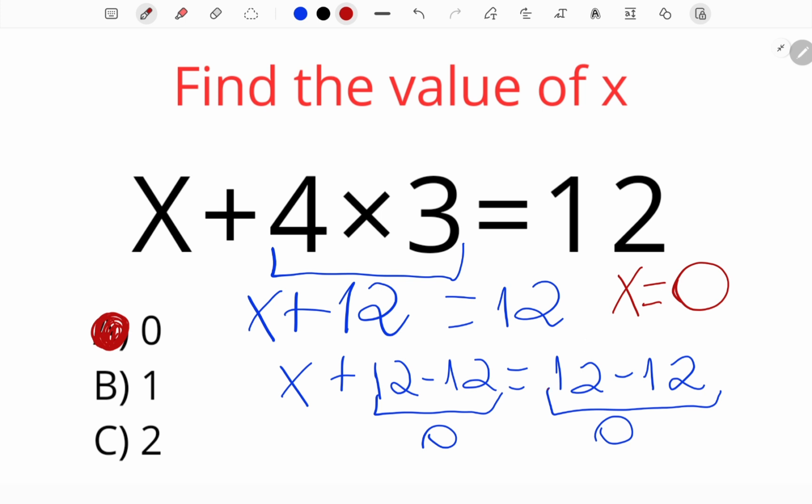This exercise shows how we can use logical steps and basic arithmetic operations to solve equations and find the value of unknown variables. I hope this explanation was clear and helpful.